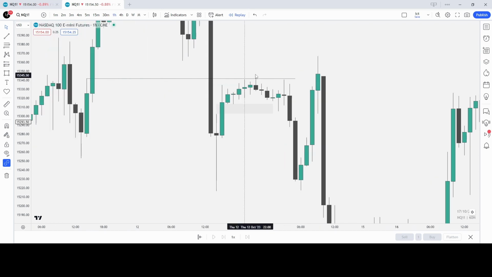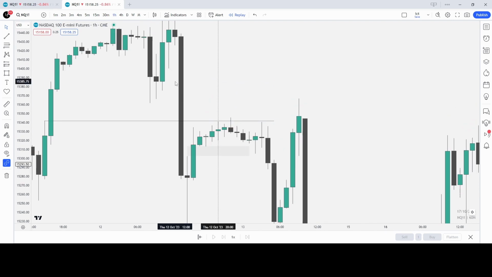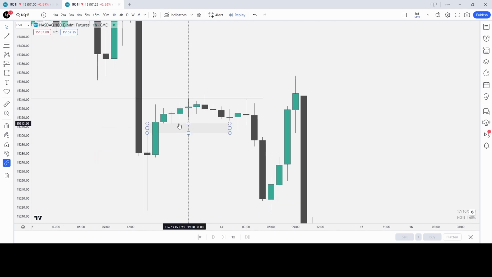It doesn't actually mitigate the inversion gap yet. It does later on and then runs. But either way, we are trading inside this imbalance, which is why we can look for sells, and we have wicked above these highs here. So our draw on liquidity will be this gap and this low here.